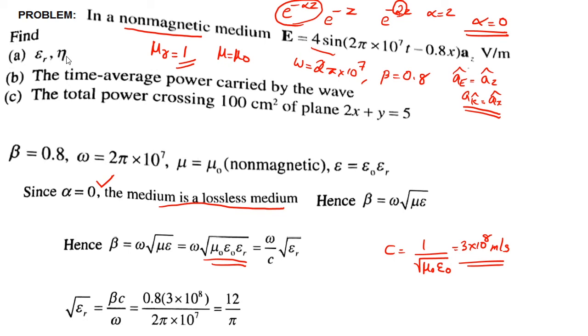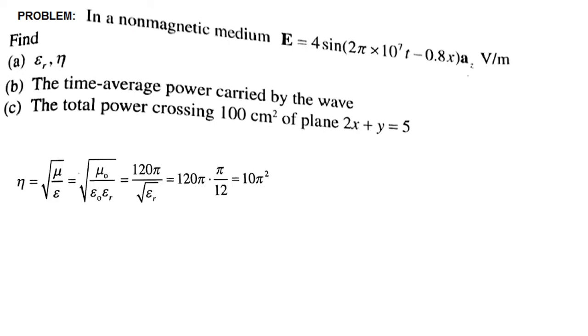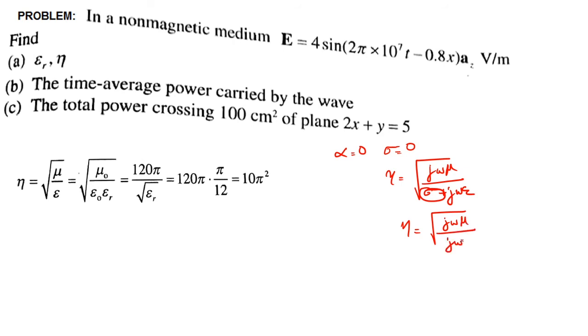You have to find out the value of eta. To calculate eta, again you know that it is a lossless medium. So alpha 0 means lossless medium. So sigma will be 0. So eta, the equation was square root of j omega mu divided by sigma plus j omega epsilon. Here sigma is 0, as alpha is 0, it's a lossless medium. So it will be square root of j omega mu divided by j omega epsilon. This will be equal to square root of mu by epsilon.